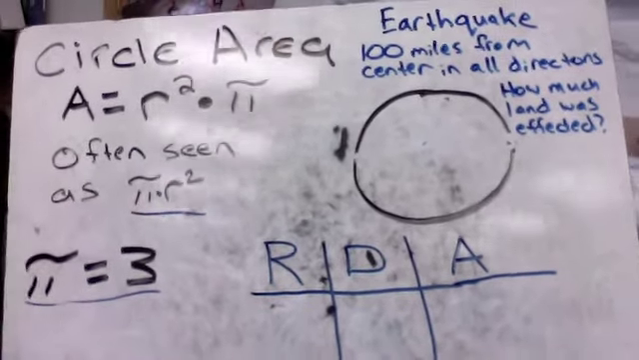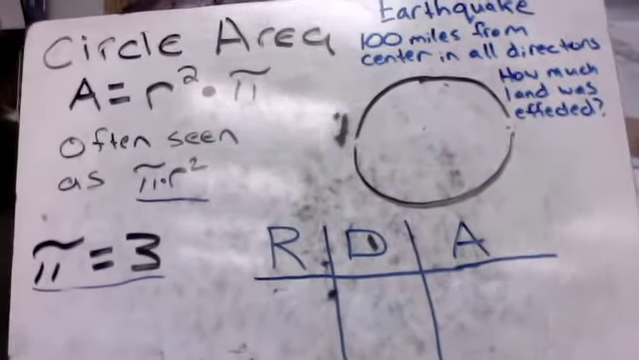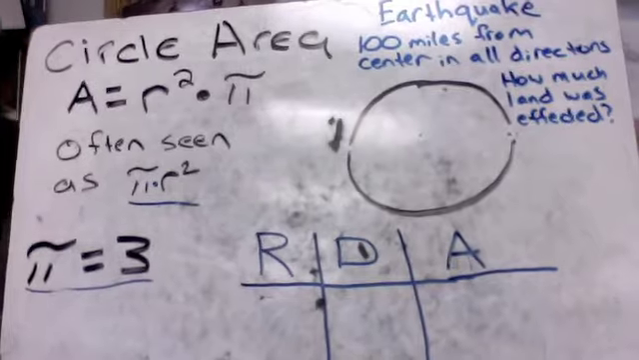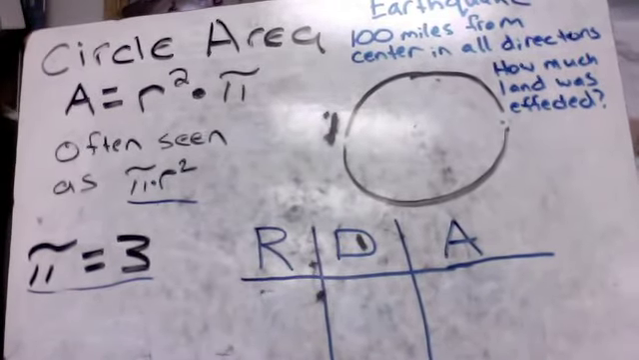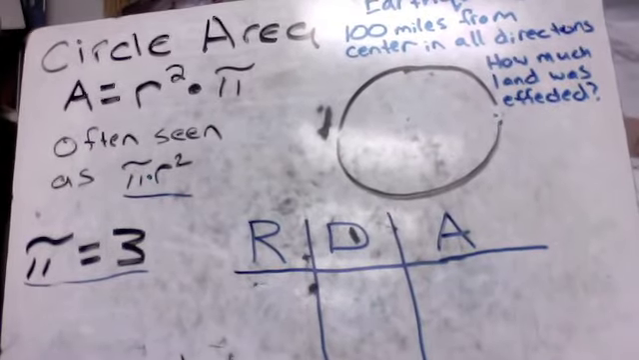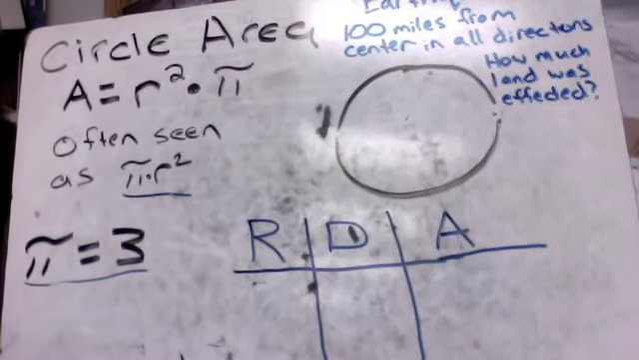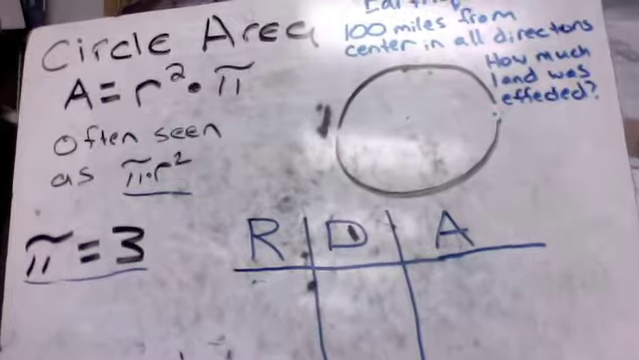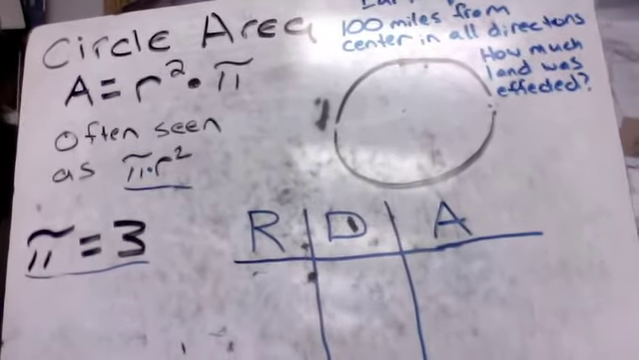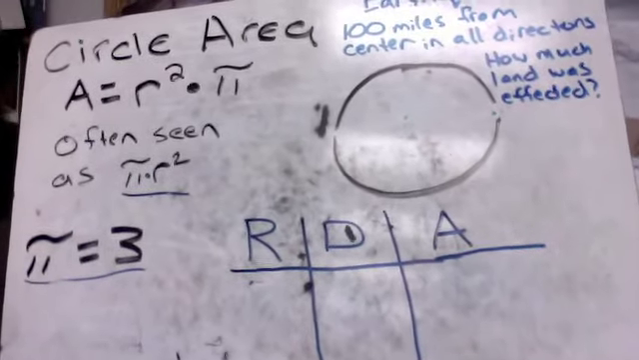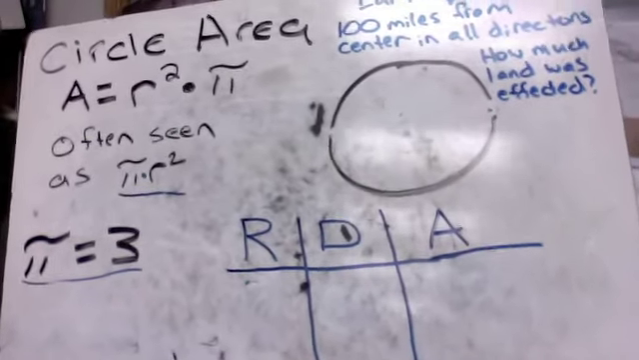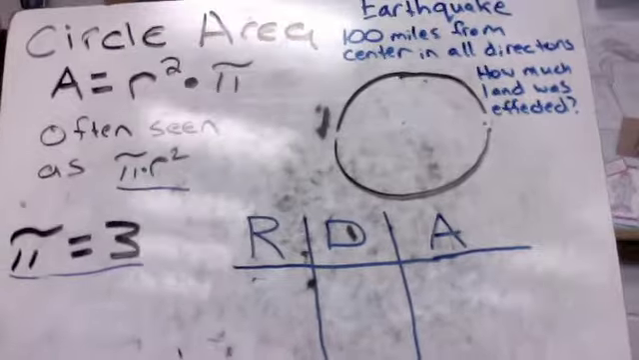Here's an example question for you where we would find the area of a circle. Let's say that there was an earthquake and everybody is affected from this earthquake from where it happened. I think what they call it would be the epicenter, from where it happened 100 miles out in all directions. Okay, and I want to know how much land was affected by this earthquake.